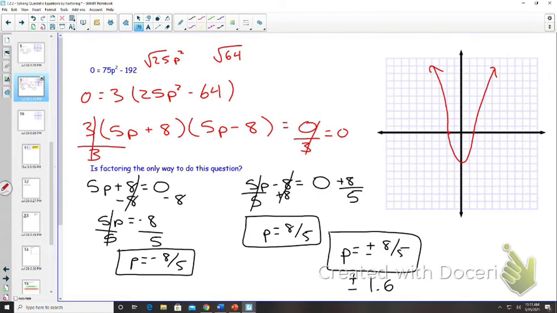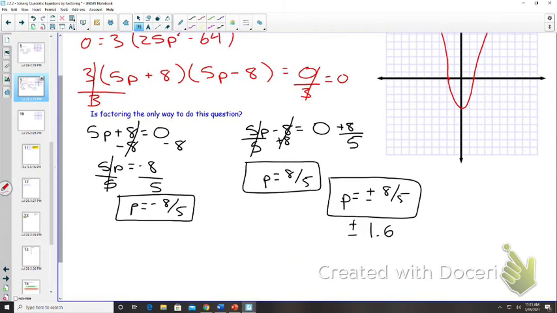All right, is factoring the only way to do this question? No. How else could we have done it, Cody? I don't know. Is factoring the only way to do this question? No. Let's just say yes and be happy.